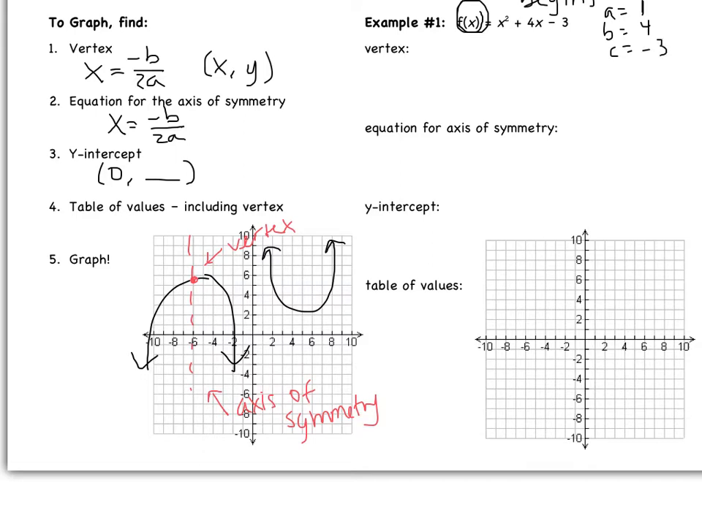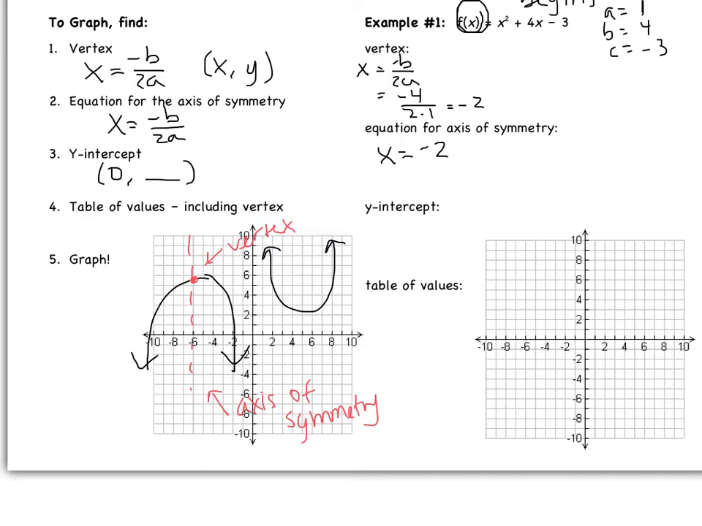Okay, so to find my vertex, I need to do x equals negative b over 2a. In this case, b is 4, so it's going to be negative 4 over 2 multiplied by 1. So negative 4 divided by 2 is going to be negative 2. Okay, so that's my axis of symmetry right away, x equals negative 2. Okay, but now I need to find the y-coordinate of the vertex.